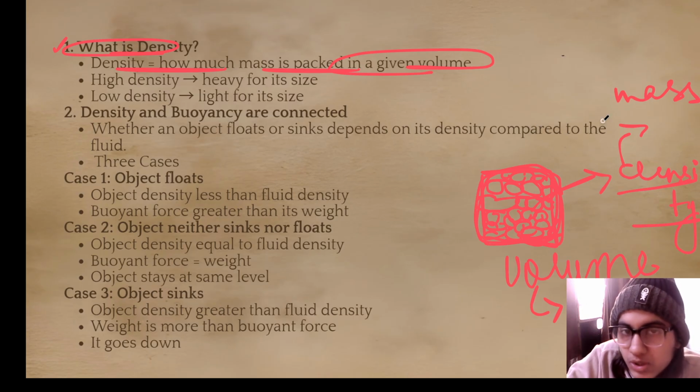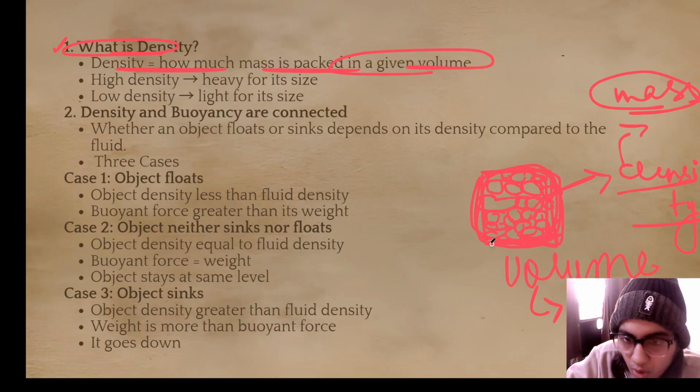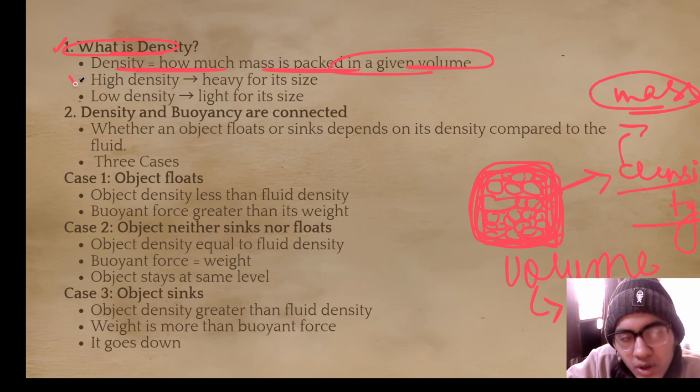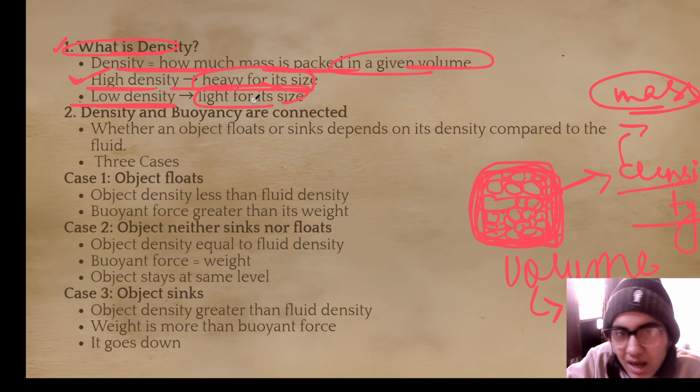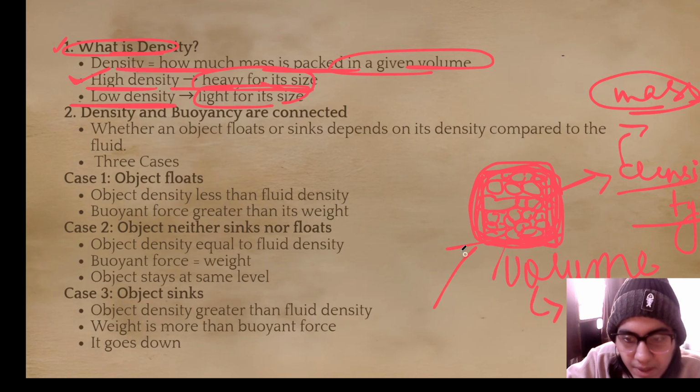So density is how much mass is packed in this volume, or we can say this space. If it has high density, it is heavy for its size, and if it has low density, it is light for its size. High density means more mass in this particular volume or space, and low density means less mass in this particular space.